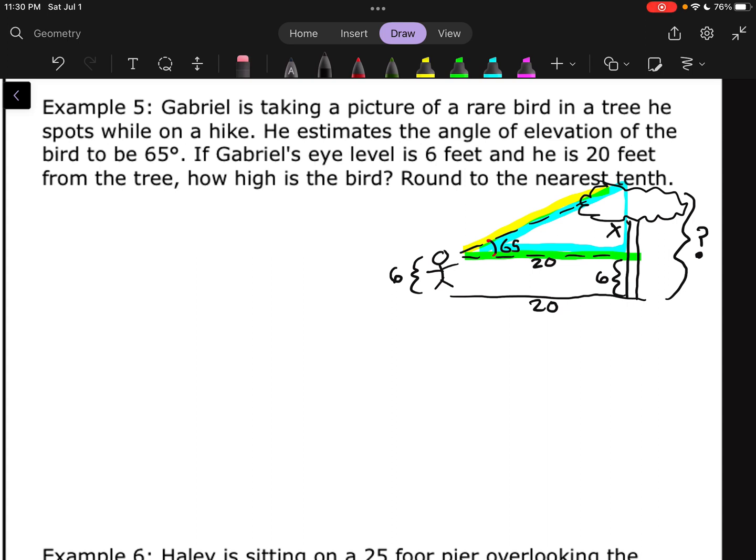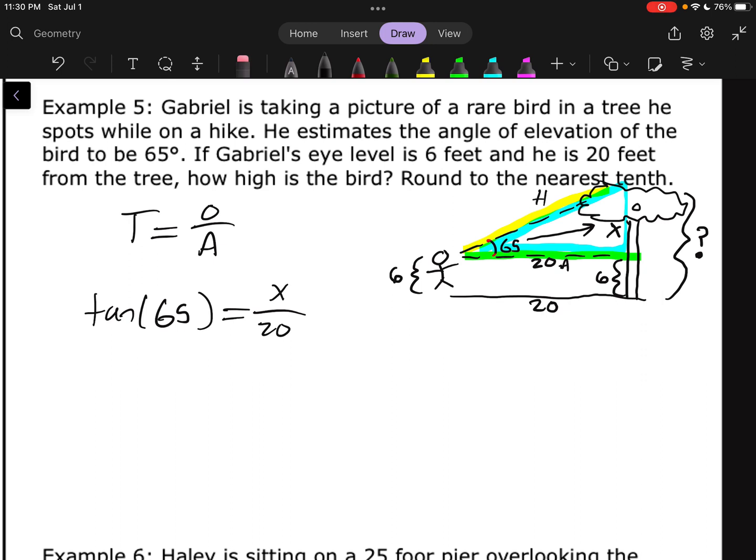Now, thankfully, we do know that the base of the triangle is 20. So with that in mind, the x is the opposite side, this is the hypotenuse, and this is the adjacent. So we will be doing tangent, because tangent is O and A, and that's what we have. Tangent of 65 equals the ratio, x over 20, O over A. So put this over 1 so we can cross multiply. x times 1 is x, and then we get 20 times tangent of 65.